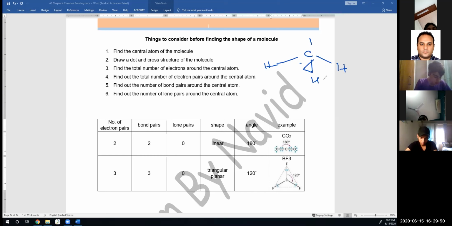So maximum, maximum distance, that is what we measure: the maximum distance, the maximum gap between two hydrogens.